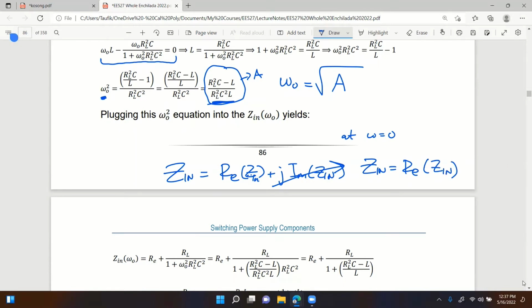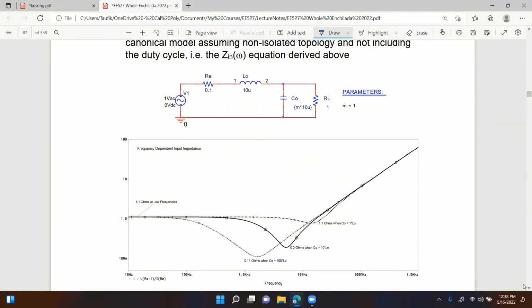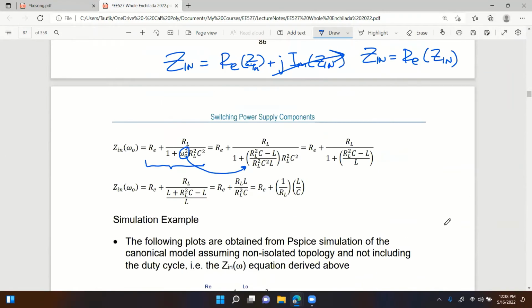Yes. So that's why in the next step, I plugged in the omega naught that I found earlier, right here, into the Z in equation without the imaginary part. So only the real part. See that? Only the real part, and it has omega naught square. That's why I was keeping the omega naught square equation and just plugging it in here. That's what I have right there. And at the end, I have the input impedance at resonant frequency equal to this equation right here.